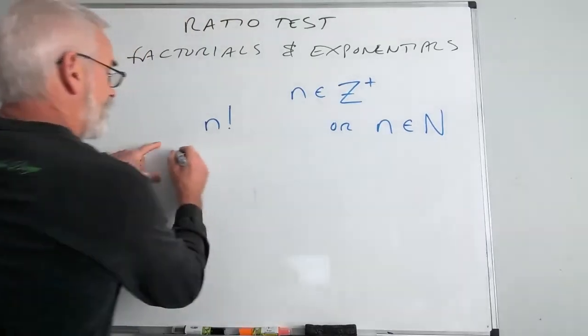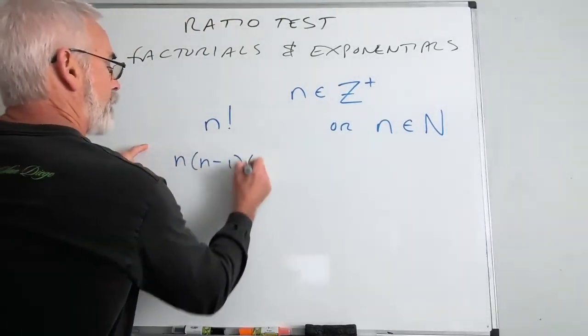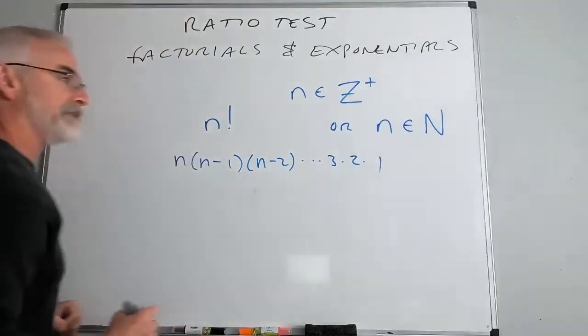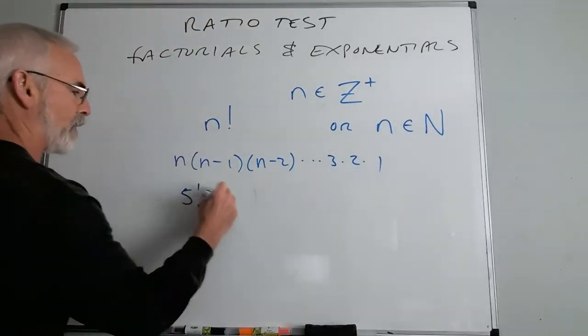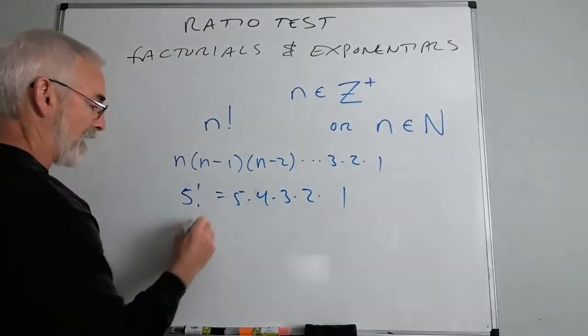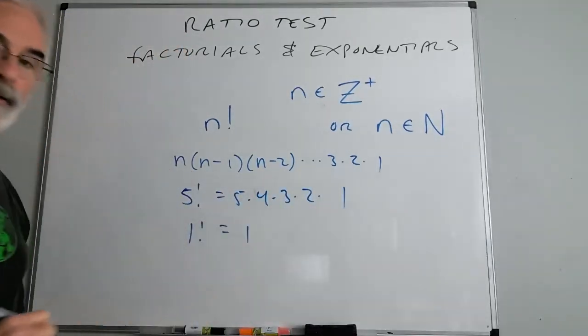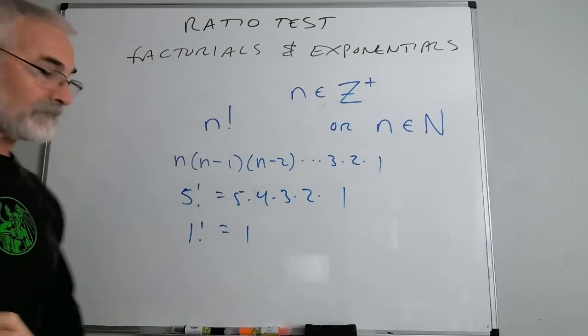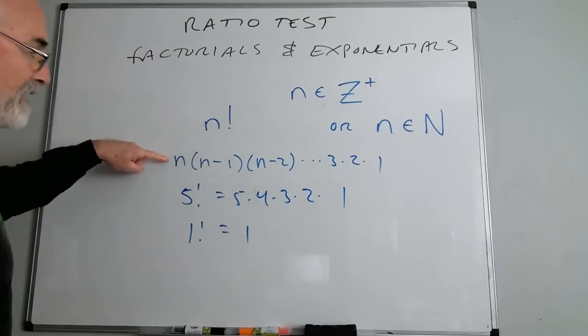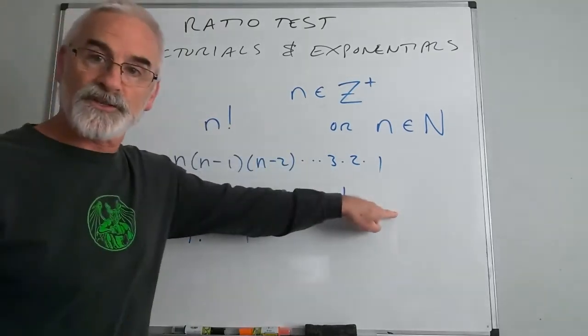If that's the case, then this is n times n minus 1 times n minus 2 down to 3 times 2 times 1. So if I had 5 factorial, that's 5 times 4 times 3 times 2 times 1. If I had 1 factorial, that's just 1. Okay. So first of all, it has to be a positive integer to get this definition of successive decreasing.